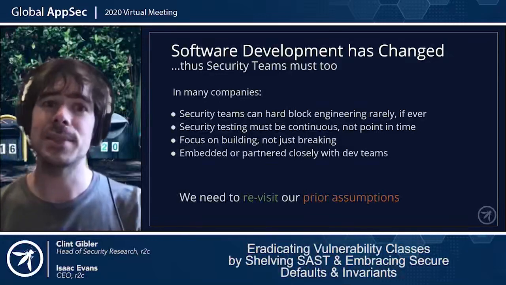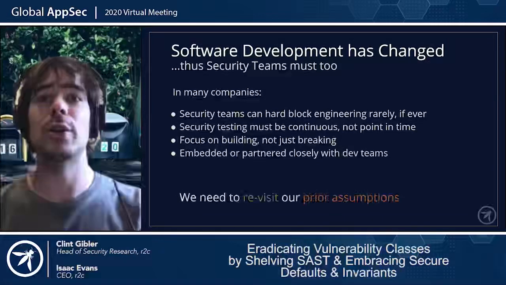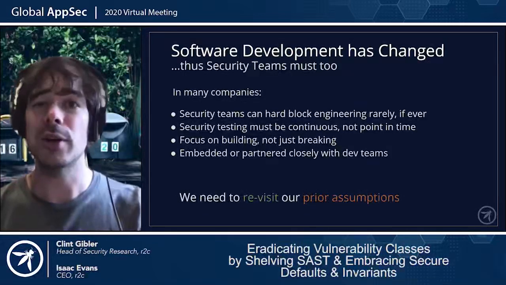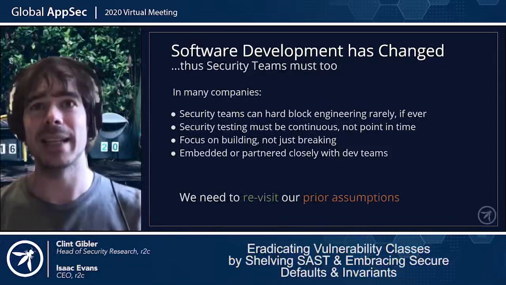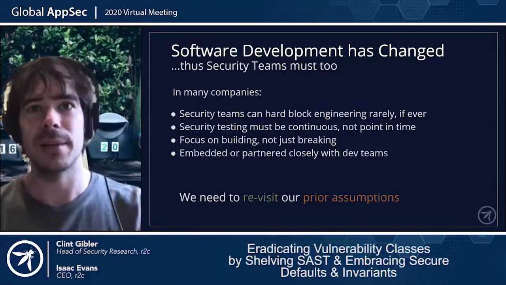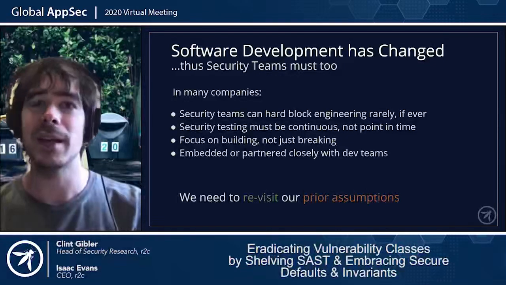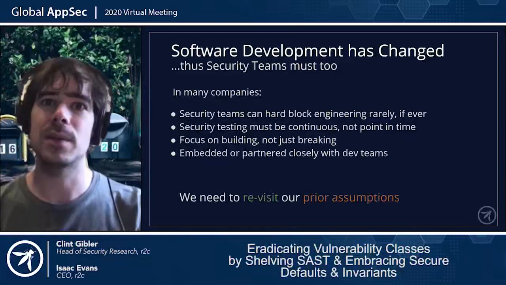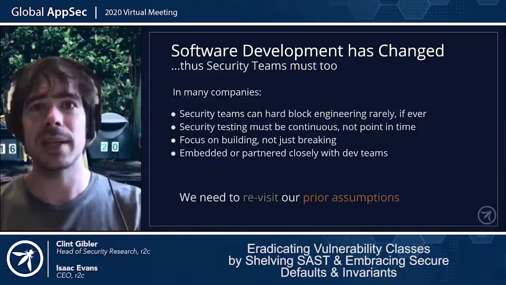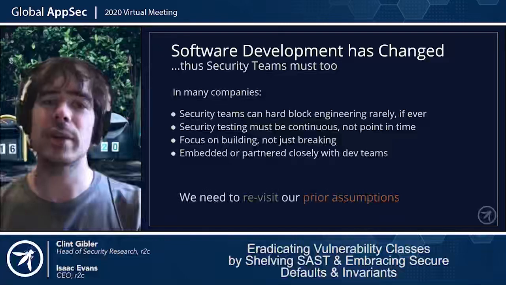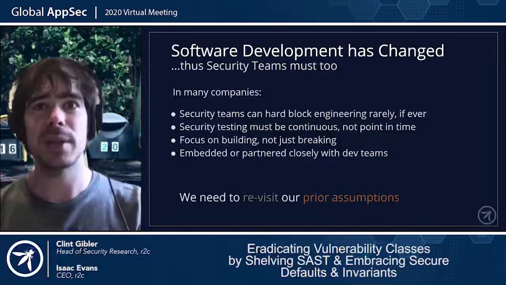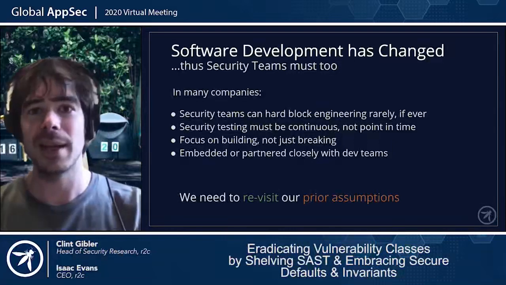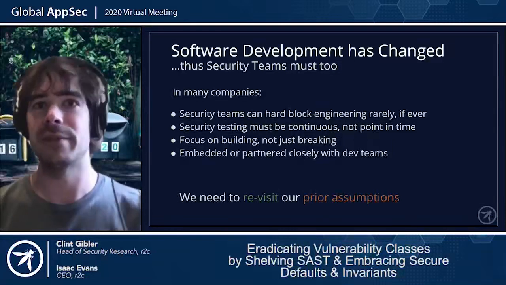And many security teams are focused on building, like security engineering, rather than just breaking and finding bugs. And no longer are security teams isolated, working on their own within a company. Often now they are embedded or at least partnered closely with development teams. Because of all these changes in how things are working, I think it's important for us to revisit our prior assumptions about how to be most effective as security teams in supporting our company's mission, given that the world is very different than it used to be.